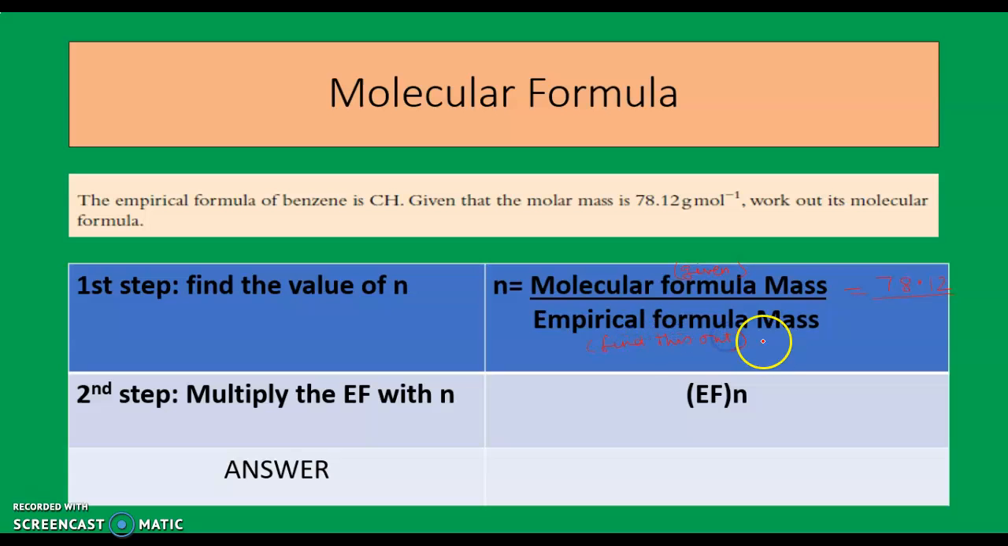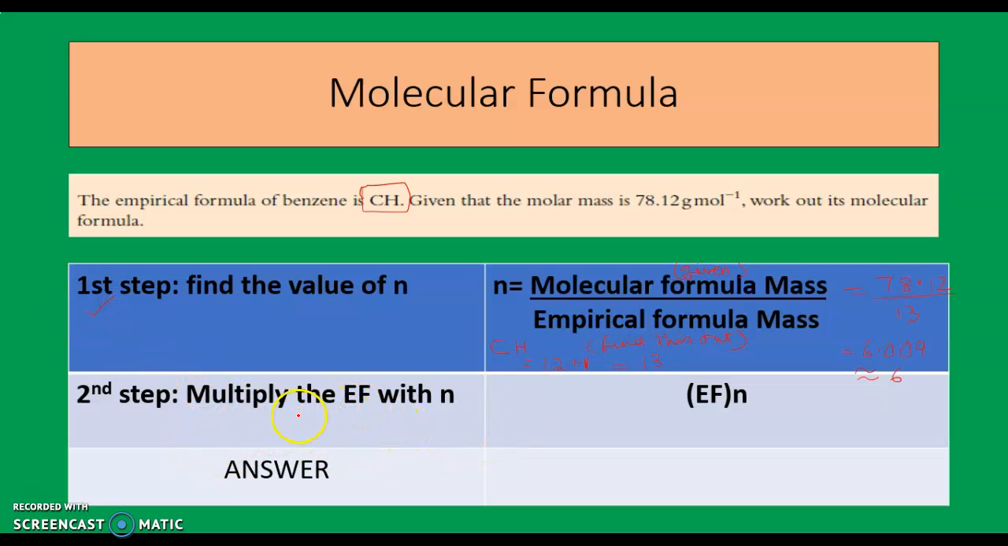You will use your empirical formula, which would be given to you, or you would have just found out, and then you would find the mass of all the elements in that formula. So carbon is 12, and atomic mass of hydrogen is 1, so that is 13. So 78.12 divided by 13 is 6.009. So approximately you can say the value of n is 6. So that is your first step done.